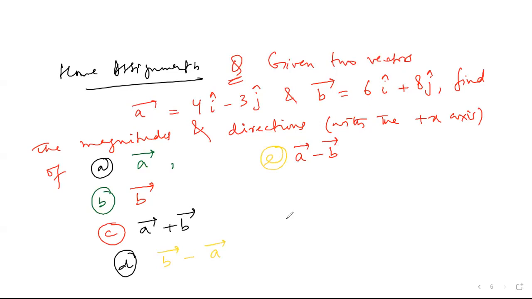Let me check the question. Given two vectors A equal to 4i minus 3j and B equal to 6i plus 8j, find the magnitudes and directions with the positive x-axis of vector A, part A, vector B, vector A plus B, vector B minus A, and part E is A minus B.